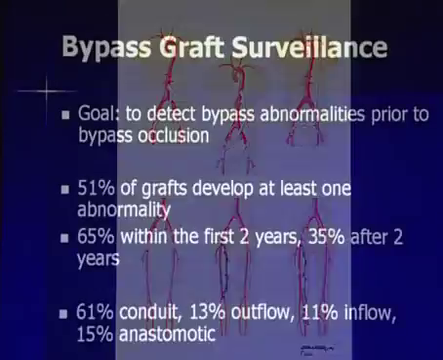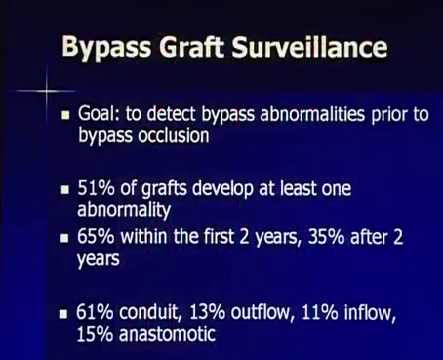The goal of bypass graft surveillance is really to detect a problem prior to occlusion of the entire bypass. It's much easier to fix a bypass stenosis than replace the entire bypass itself. About half of the time, bypass grafts will develop a problem. And when that problem occurs, usually it's within the first 2 years of the life of the bypass graft. The remaining third, give or take, will develop a problem after 2 years.